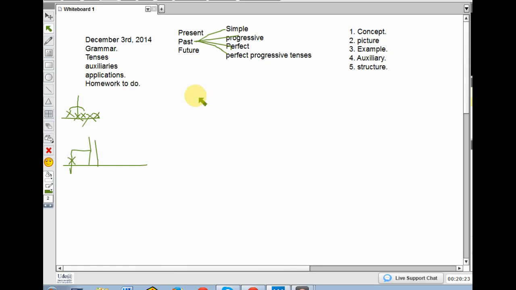Now, I have spoken about tenses. I have spoken about auxiliaries. Now, applications. The application from the auxiliaries.